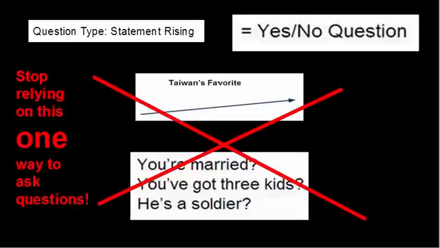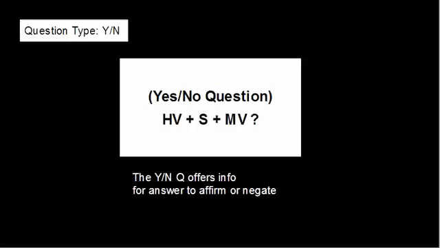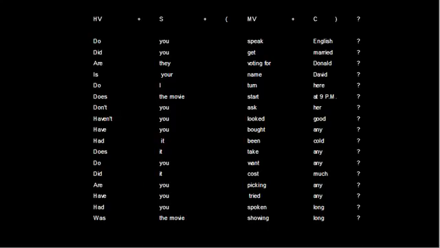Stop relying on this one way to make questions, please. Let's go back to yes-no and WH. These two types of questions are very standard. The first one, as I mentioned, offers information, and the second kind offers a blank. This is it. Now, if you notice over on the right-hand side, we have the information that it offers.